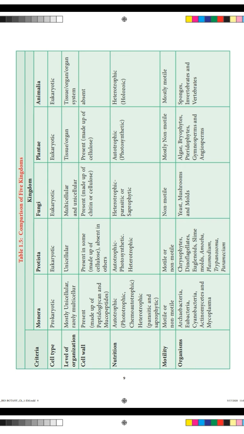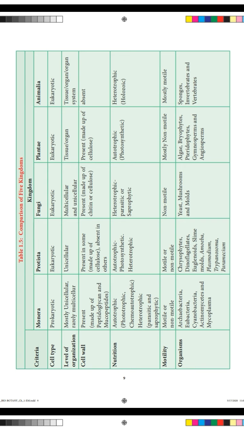The next criterion of classification is the cell wall. In kingdom Monera, the cell wall was present, and it was made up of peptidoglycan and mucopeptides. In Protista, organisms have a cell wall made up of cellulose; in some the cell wall is present, in others it is absent. Another feature: Protista are unicellular eukaryotic protozoans.